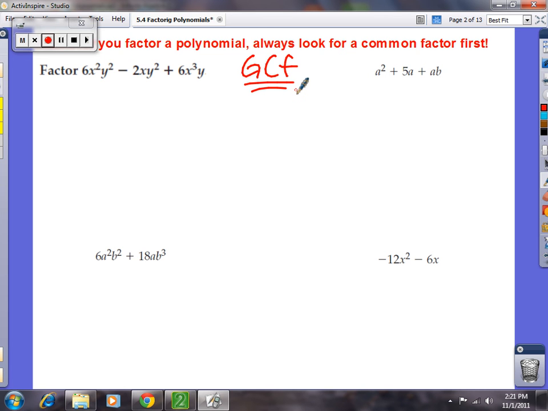Okay, look what you got. Three terms: 6x squared y squared minus 2x y squared plus 6x cubed y. So look at your numbers: 6, 2, and 6. What's the GCF of 6, 2, and 6? The GCF is 2. Now look at your letters. This has x squared, the middle has x, the end has x cubed. So what do they have in common? They each have at minimum an x.